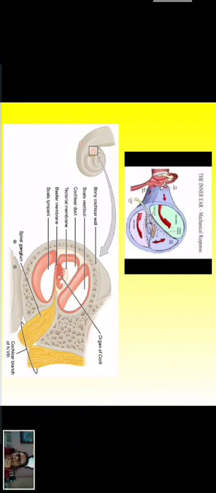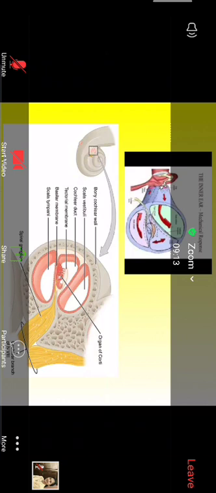The scala vestibuli starts from here. This structure, where the stapes footplate is attached, what is it called? The oval window. So the scala vestibuli starts from the oval window, and at the apex, it is continuous with the scala tympani through a hole.